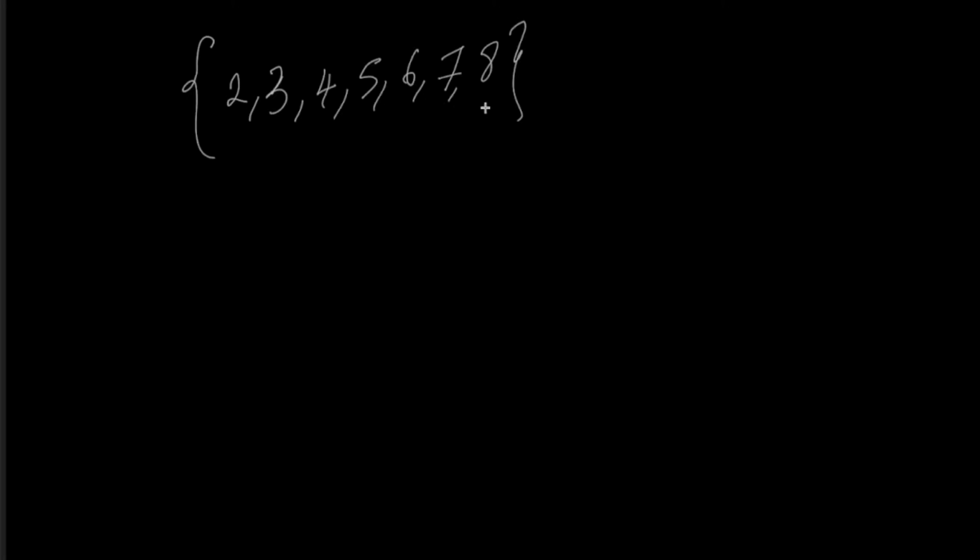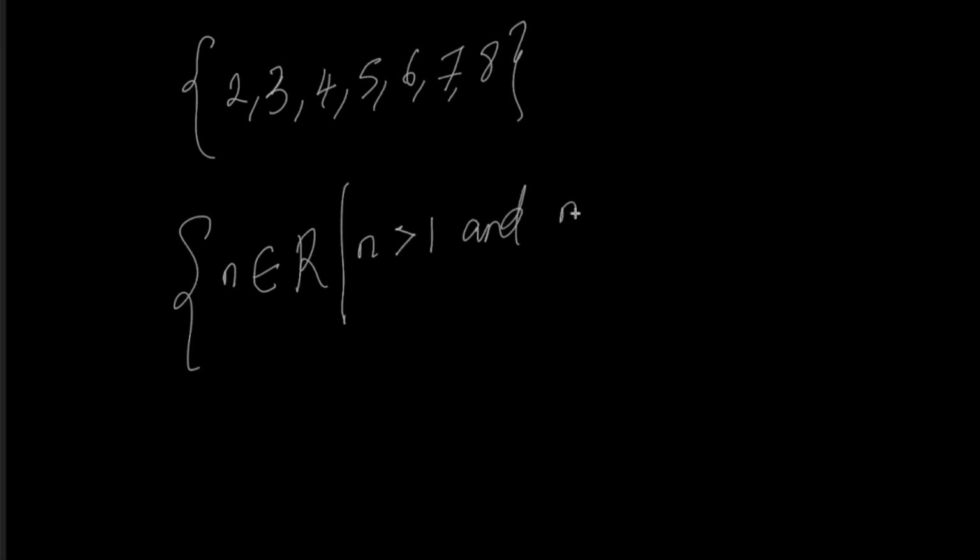You are given this. Get the set builder notation from here. You simply say N, you can put any letter, is an element of real numbers, such that N is greater than 1 and N is less than 9. Okay? You can do it like this.